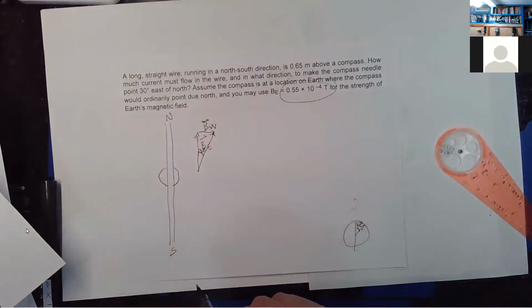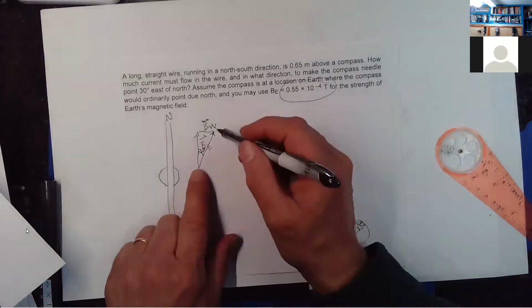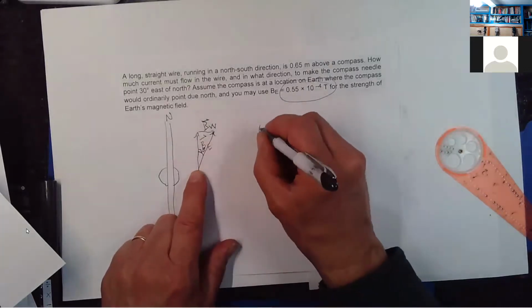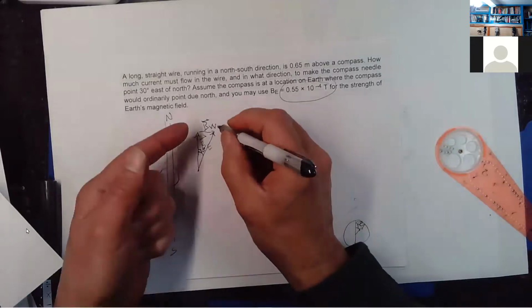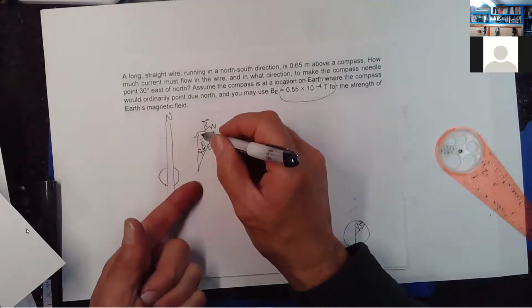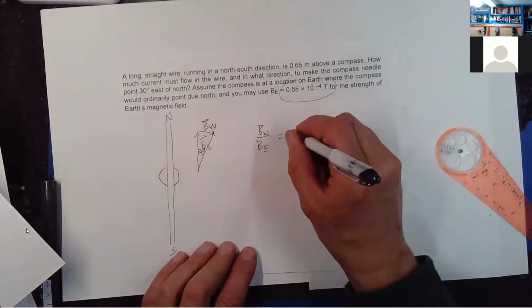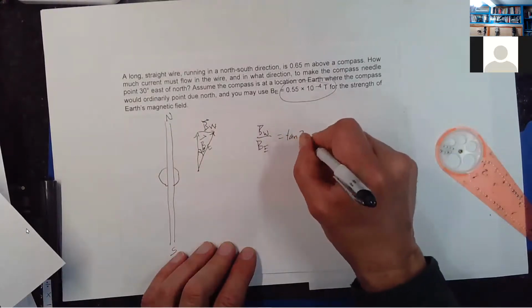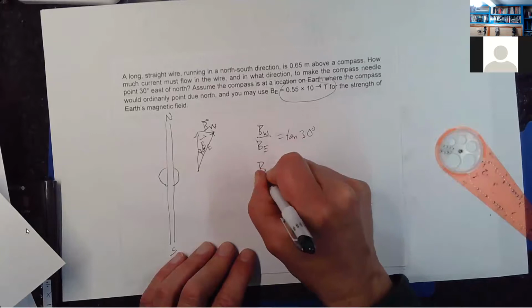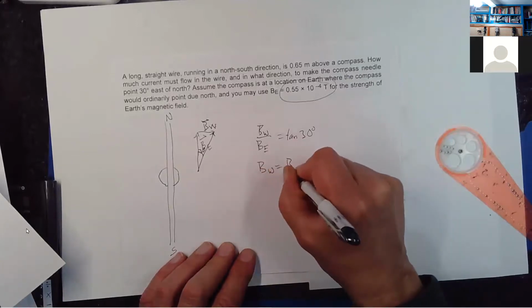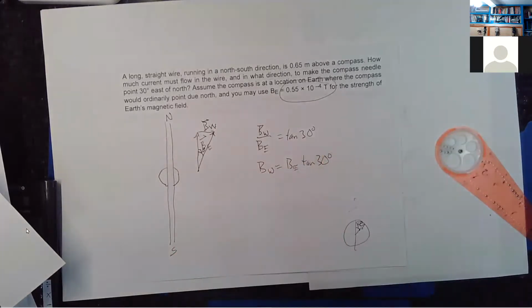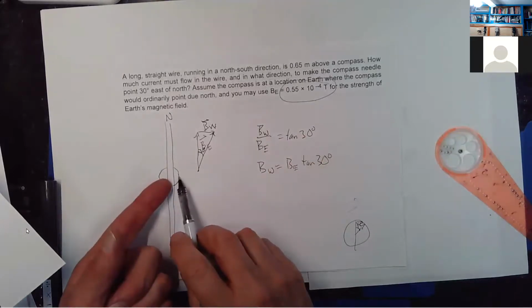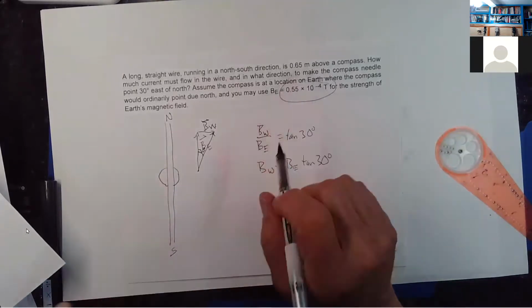And we just have one significant figure on that. So we're just over after kind of an approximation here. Well, what we can see from this is that B for the wire over B for the Earth, that's going to be the opposite side over the adjacent side, is going to be equal to the tangent of 30 degrees, or B for the wire is going to be B for the Earth times tangent of 30 degrees. But B for the wire is going to be 0.65 meters above the compass.